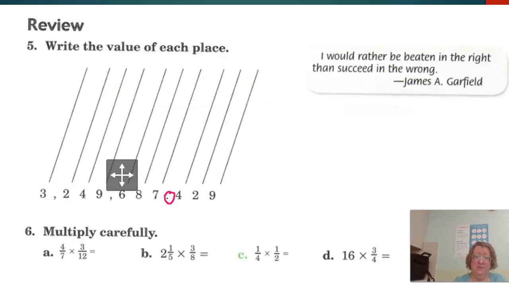And this 7 would be 1. So continue all the way through to the end. So we should have had ones, tens, thousands, 10,000s, 100,000s, 1,000,000s, 10 millions.